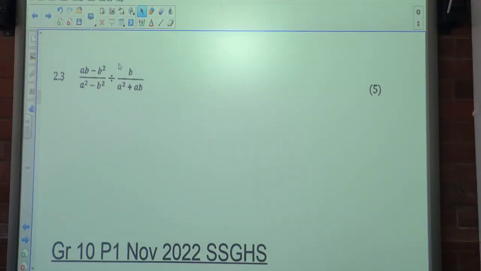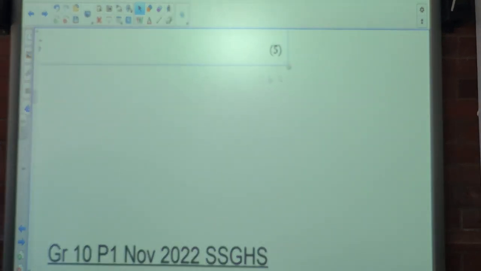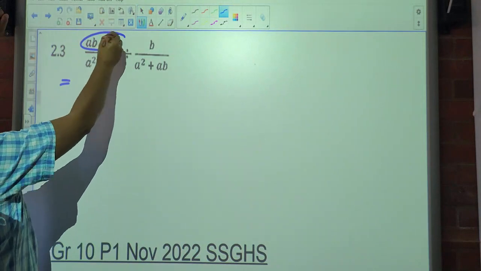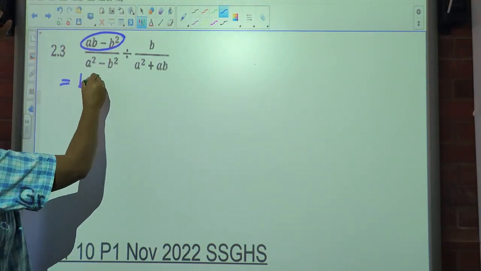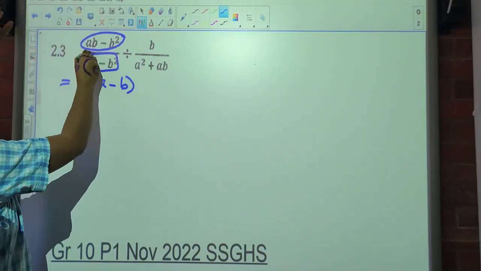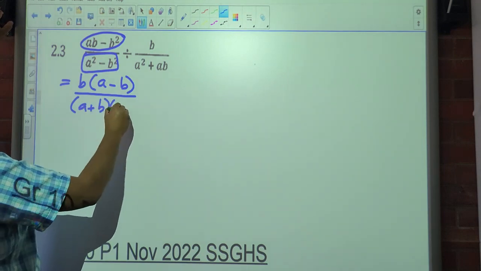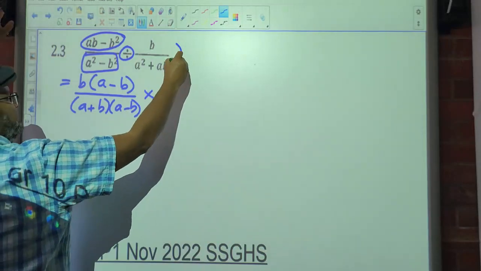2.3. People, what needs to be done here? We'll factorize first, not so? So if you're looking at the numerator, what type of factorization is there? Common factor of b. So I'm left with a minus b. What type of factorization here? So it's a plus b, a minus b. This we change to? Tumble and tie.